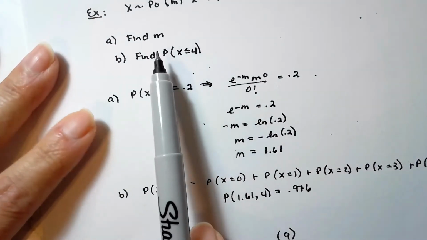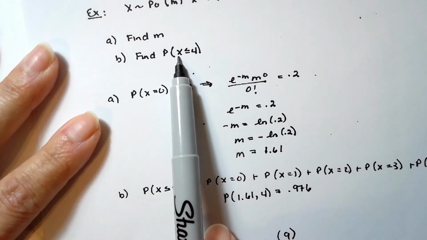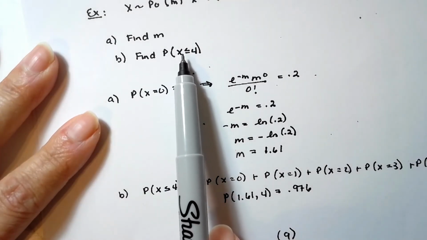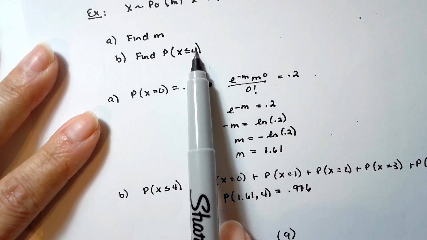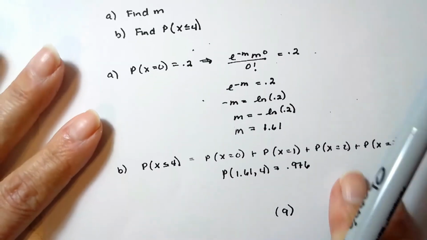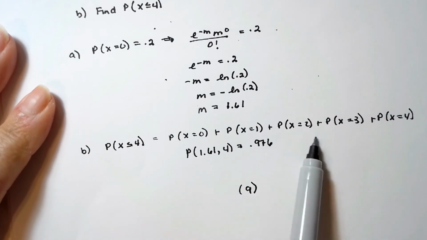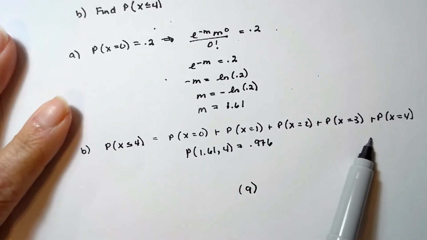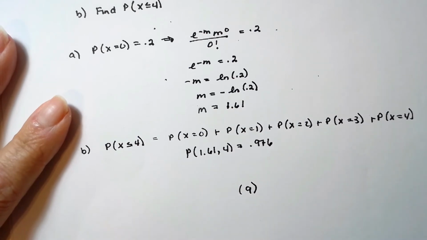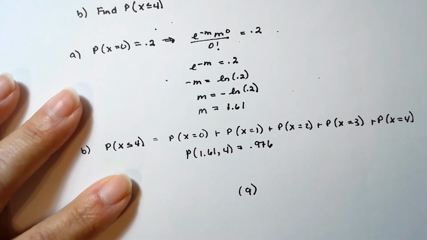In part 2, they want us to find the probability that the random variable x takes on values less than or equal to 4. Well, that's P of x equals 0 plus P of x equals 1, and 2, 3, and 4. Okay? But rather than that, I don't want to deal with all that. So all I have to do is use my calculator and do 1.61 and 4.